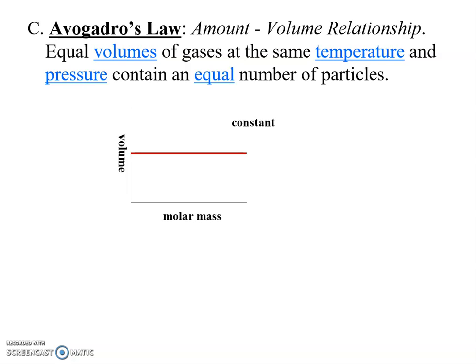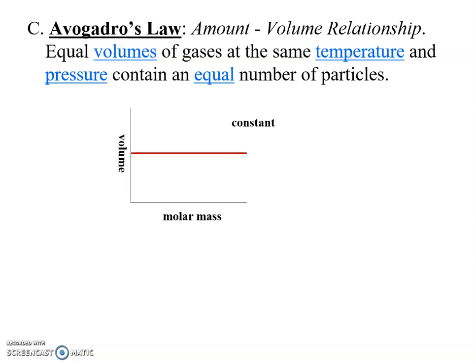This applies to all gases, and it has to do with the fact that the particle itself makes up a tremendously small portion of the overall volume of a gas, because the gas particles themselves are very spread out. So it doesn't matter what gas particle you have. If you have equal volumes, you will have equal numbers of particles.